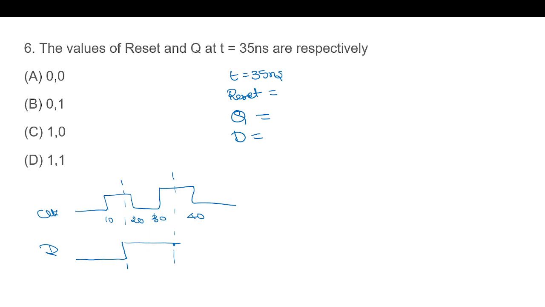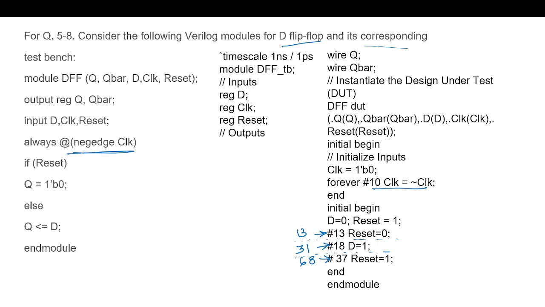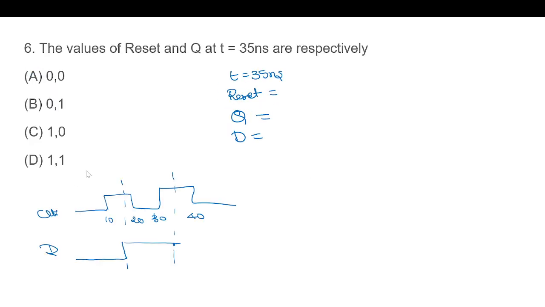So it is at the negative edge of the clock, correct? So somewhere here is the negative edge. So if it is not sufficient, this won't be captured at this 20. Again, it has to wait till this edge for the Q to change. So if I see at this edge, it will be 0. So Q will be 0, D will be 0. Sorry, again option A.